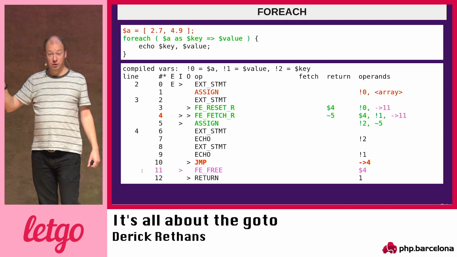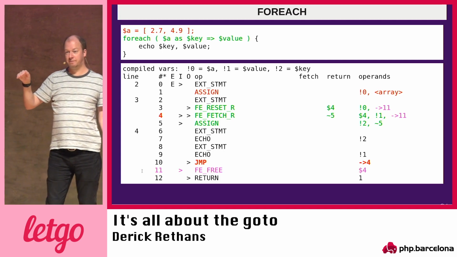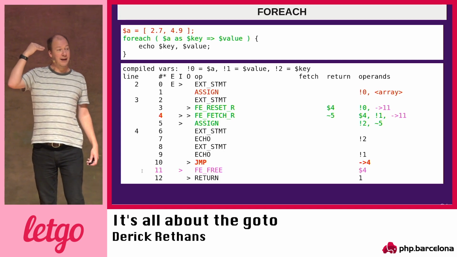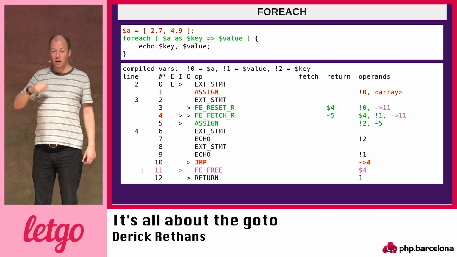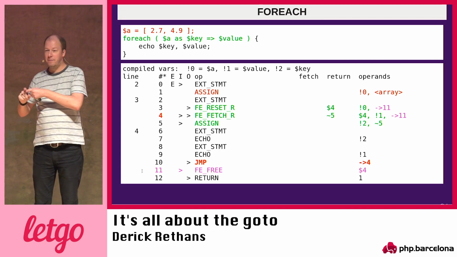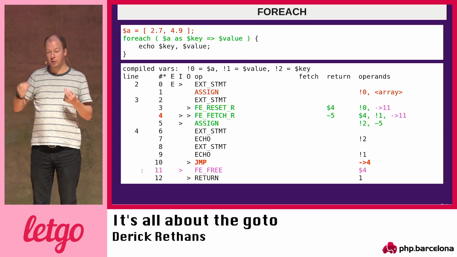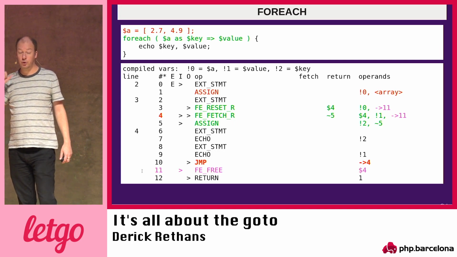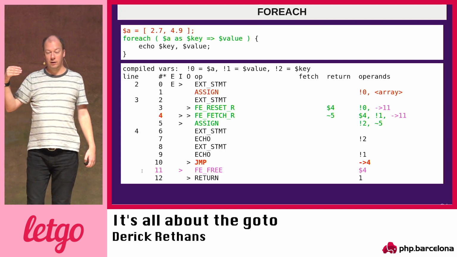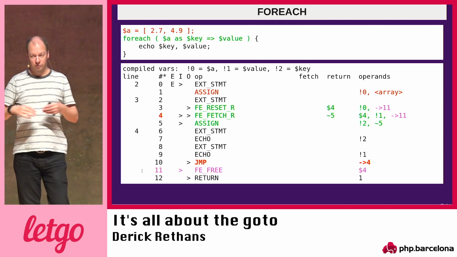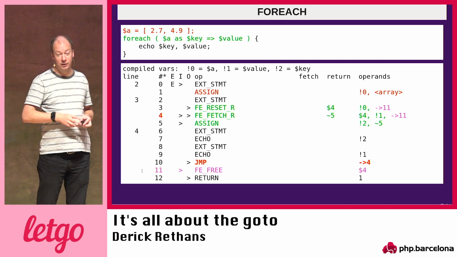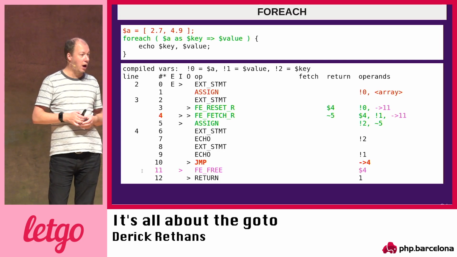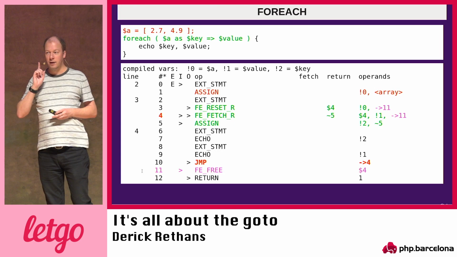And then it has this jump instruction that has no condition. But it jumps now to the FE fetch R, which tries to pick up the next element out of the array. If it works, we continue the loop, but if there's no more elements, it will then jump to line 11, where it ends up cleaning up this pointer and then ends the script. So that's how foreach is implemented.